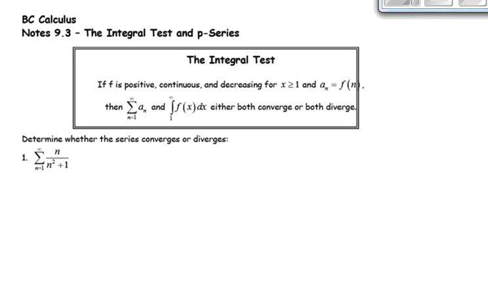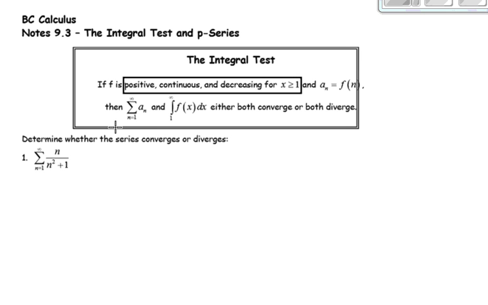Now, we have several different tests because we have so many different series, and each test can only work for certain types of series. So the integral test will only work if f is positive, continuous, and decreasing for x greater than or equal to 1. Okay, so positive means above the x-axis, continuous, and then decreasing for x greater than or equal to 1. So if we have that, then we can apply the integral test.